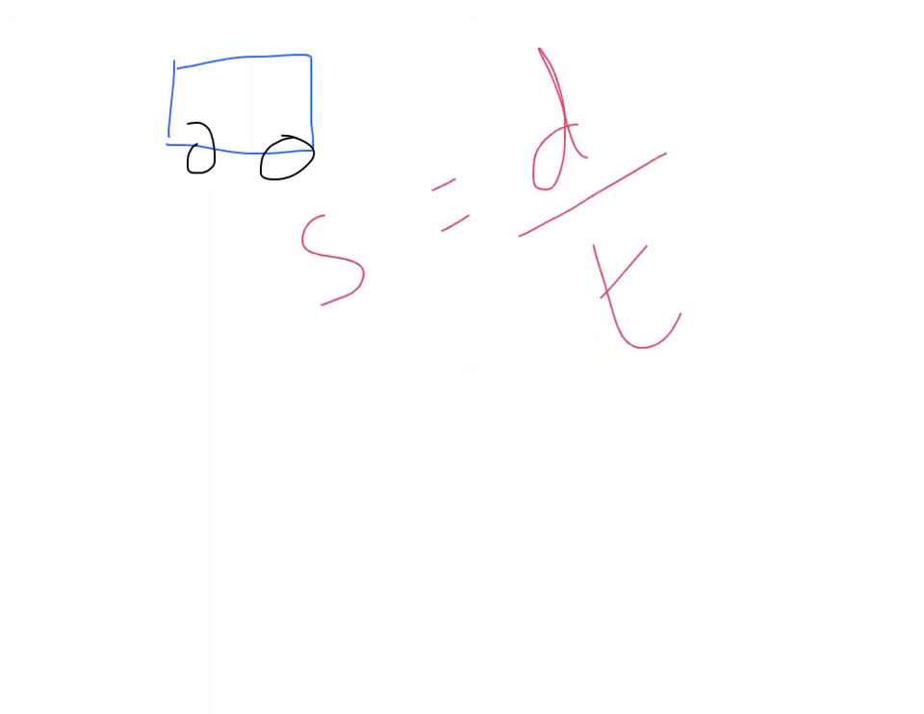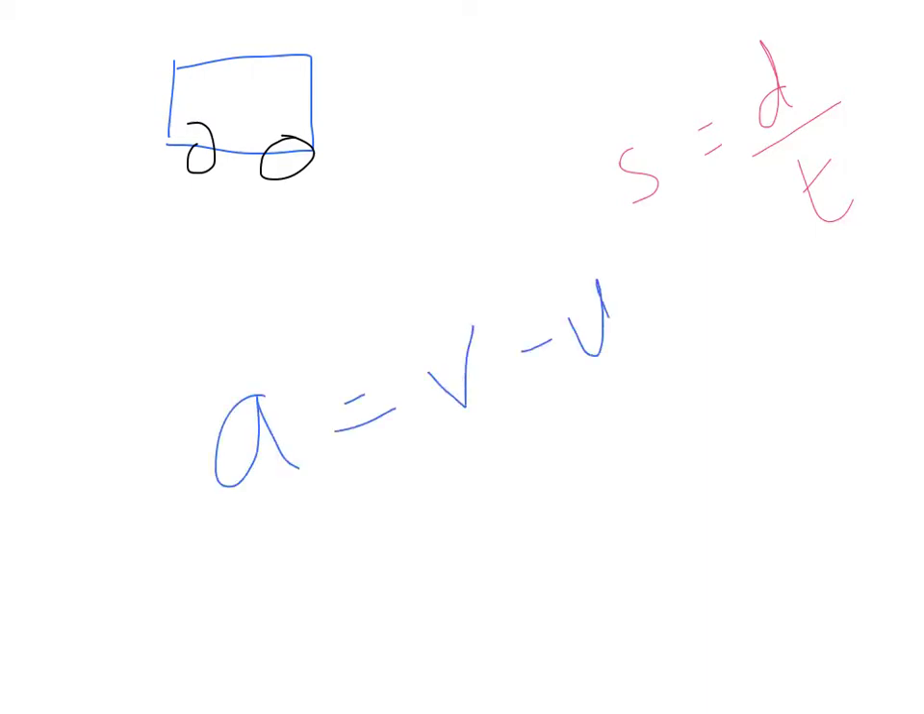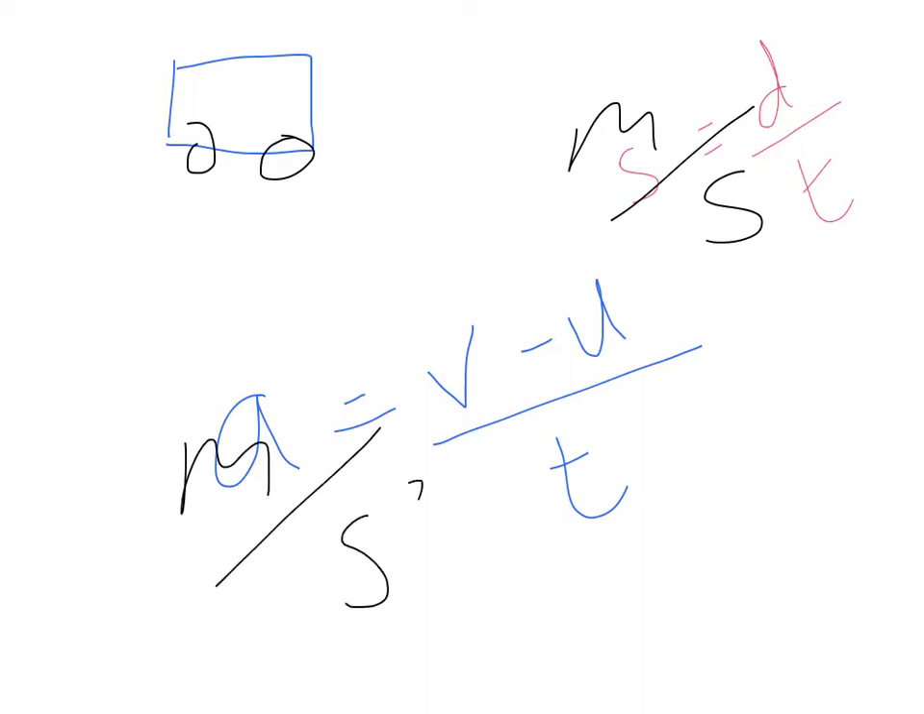Now speeds aren't always constant, sometimes speeds change, and if we have a changing speed we call that an acceleration. Acceleration is equal to the change in speed, which is v minus u, divided by the time taken. v is the final velocity, u is the starting velocity, and t is the length of time. Speed has a unit of meters per second, and acceleration has a unit of meters per second squared. If you're wondering why it's squared, it's because we're dividing by time for a second time, and so we square the unit on the bottom.